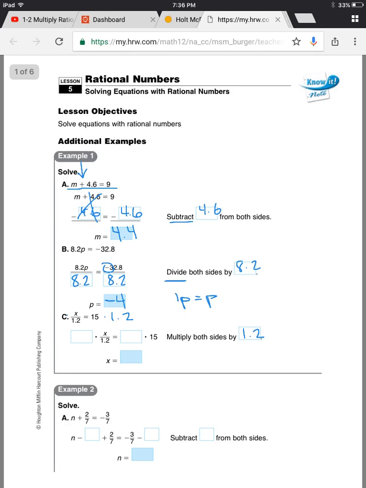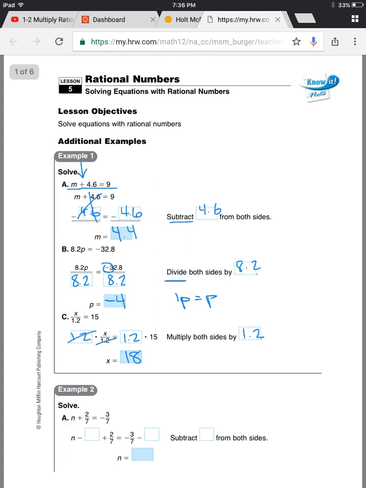Oops, they did that for me below. I forget that sometimes I don't have to write all that like I normally would if I wasn't using these nice little notes. So we have 1.2, and then we have 1.2 here. These cancel out because 1.2 divided by 1.2 is 1, and it gives us just x. And then we multiply 1.2 by 15, and we get 18. Now some of you are going to be wondering, well, do I have to show my work for that? The answer is yes.